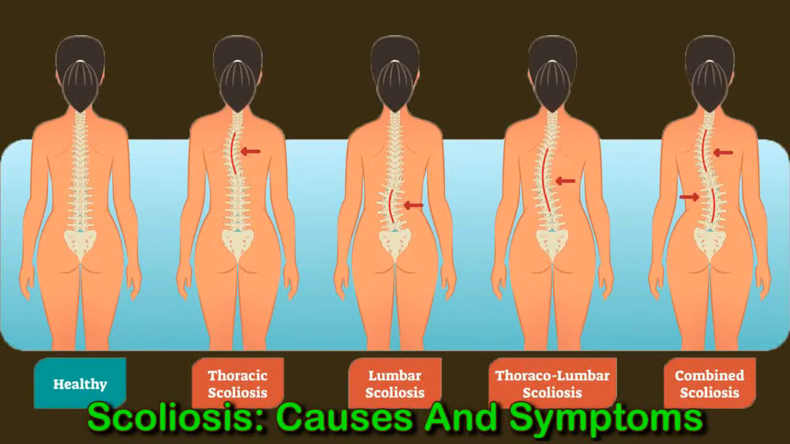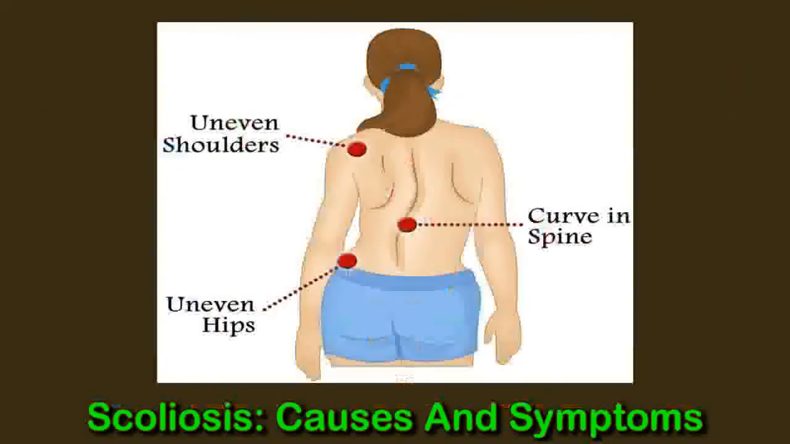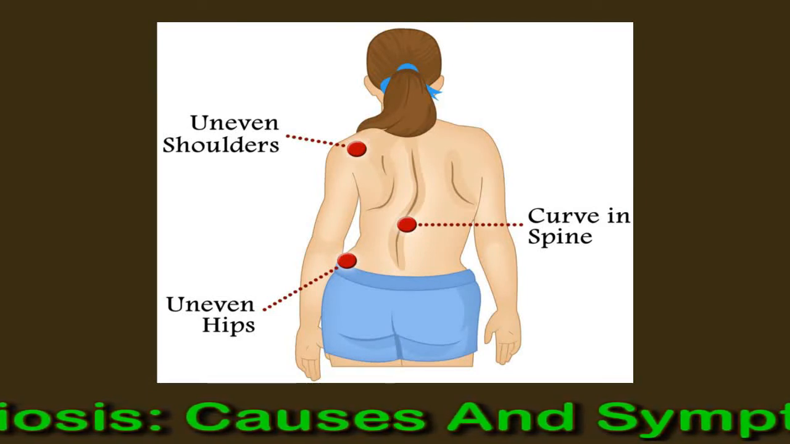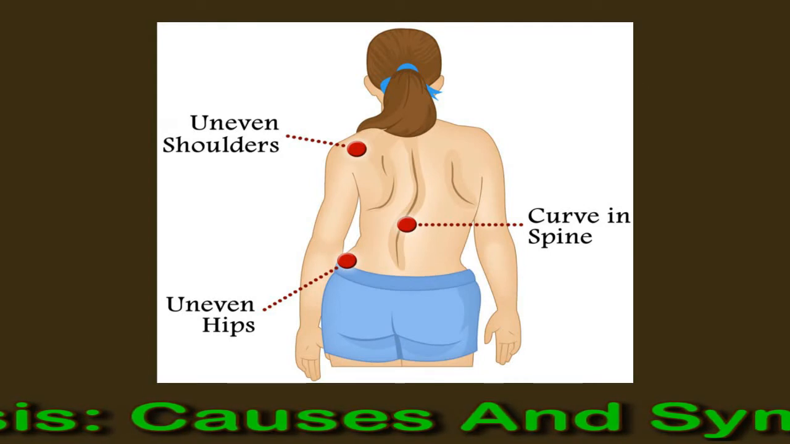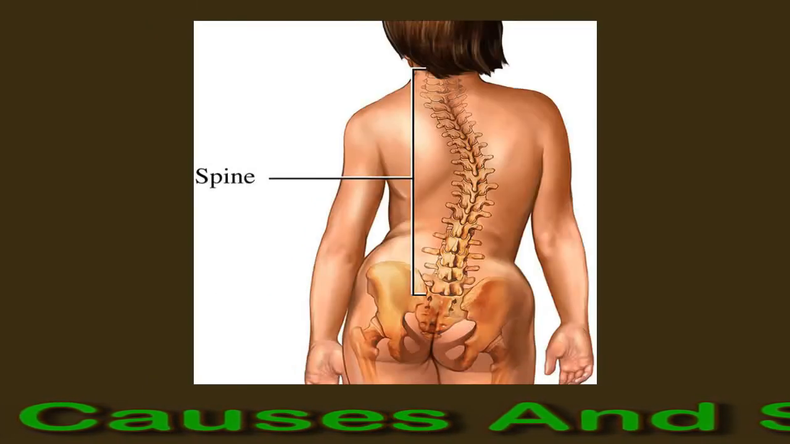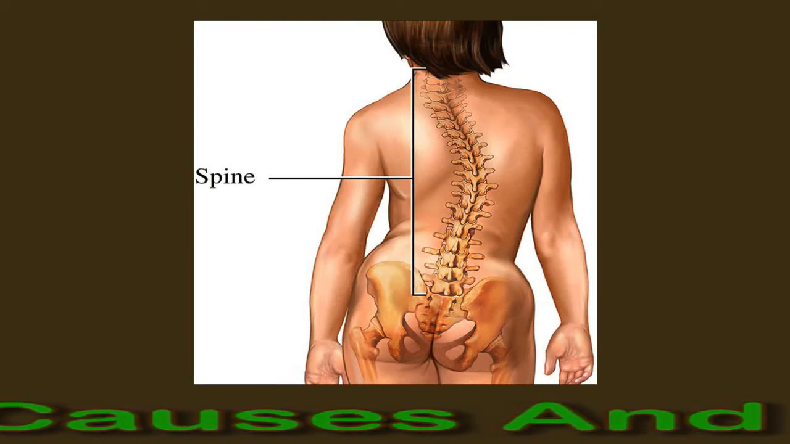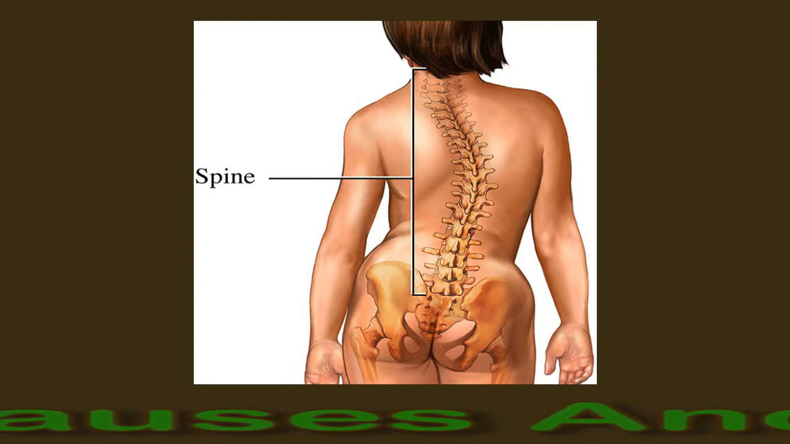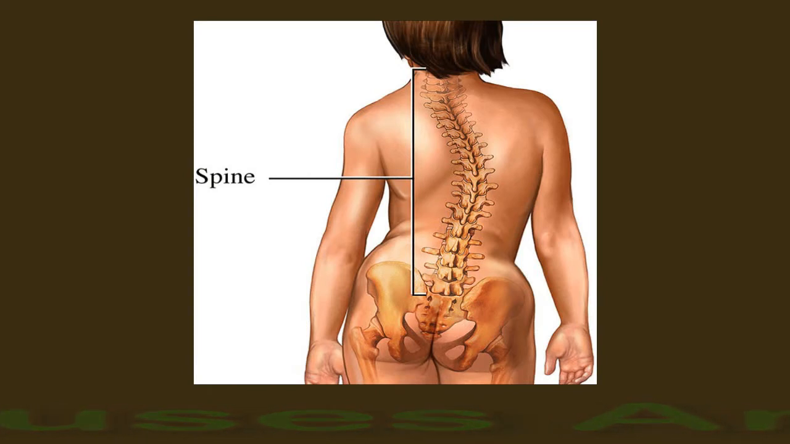However, depending on the degree of curvature and the age of the child, doctors may recommend a combination of back bracing and physical therapy. A very small number of people with scoliosis may need surgery. Possible complications of scoliosis include chronic pain, breathing difficulties, and a reduced capacity for exercise. In this video, we provide an overview of scoliosis, including its causes and symptoms.